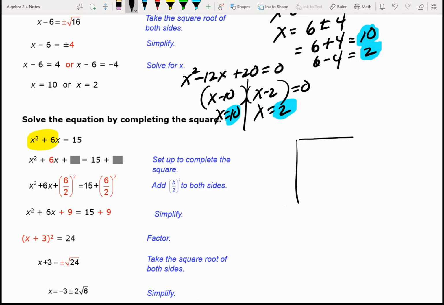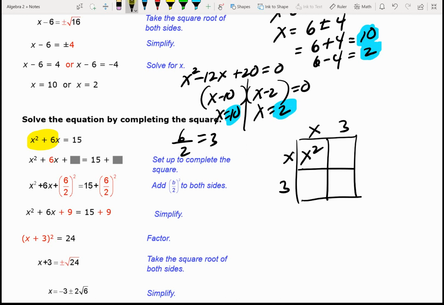Again, I'll draw my square. So the x squared, that's x and x. We take 6 divided by 2, that equals 3. So 3 and 3, and then we'll complete the square. And 3 times 3 is 9. So I started with x squared plus 6x, but when I complete the square, I added 9.